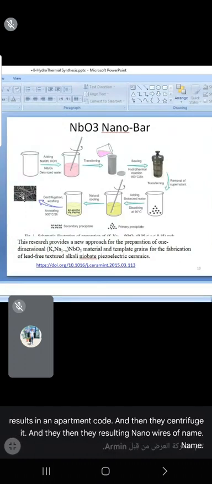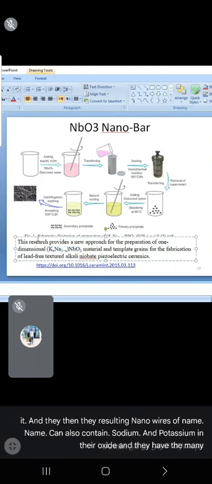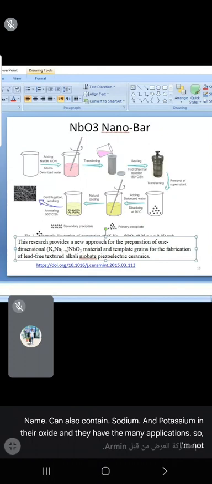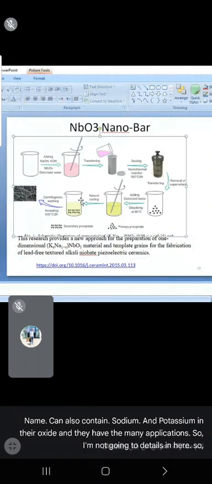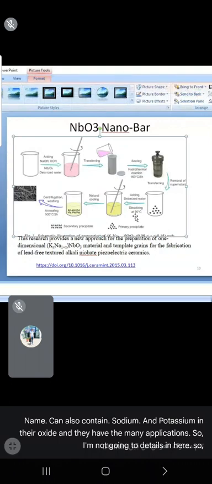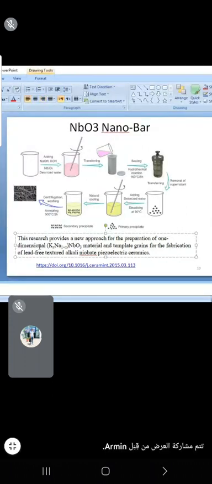Niobium oxide can also contain sodium and potassium, and they have many applications. So I'm not going into details here. So, any question? Question?